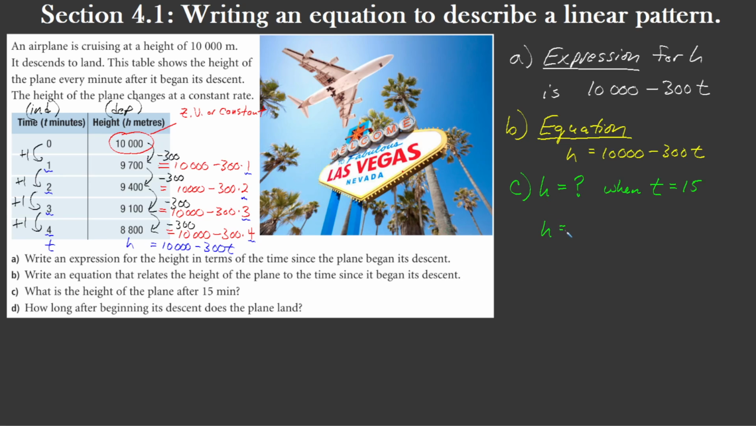Our height will equal 10,000 minus 300 times 15. Okay, so that's going to equal 10,000 minus, okay, so 300 times 15. 3 times 15 would be 45, so this is 4,500 then. And 10,000 take away 4,500 is 5,500.